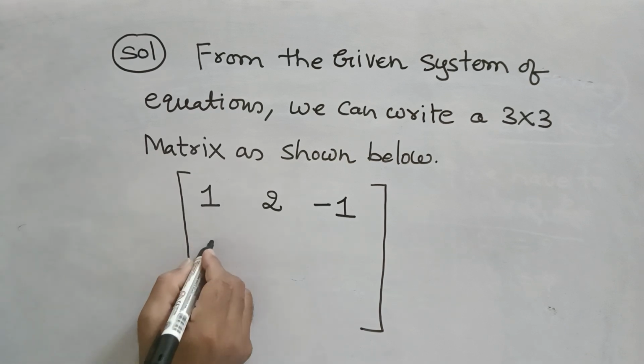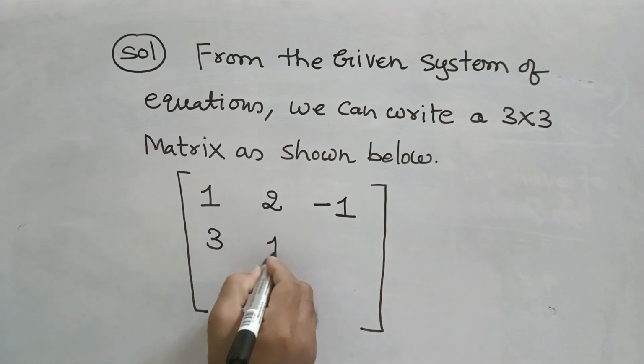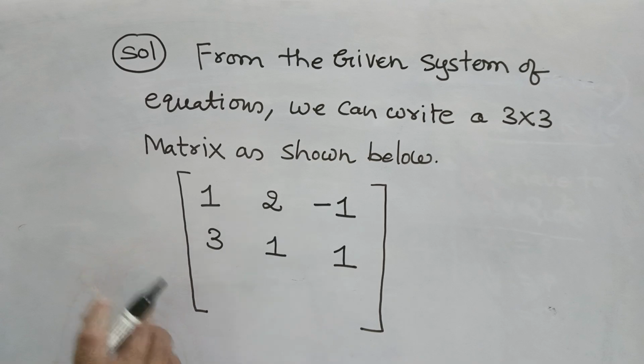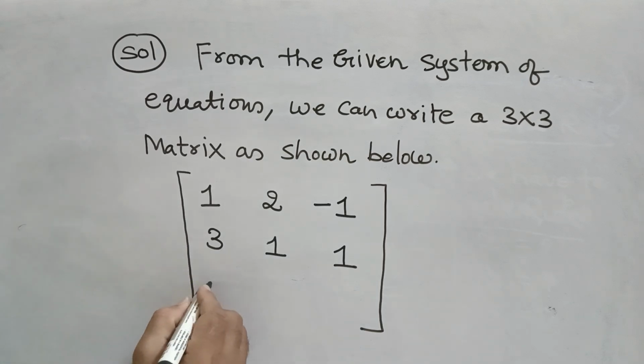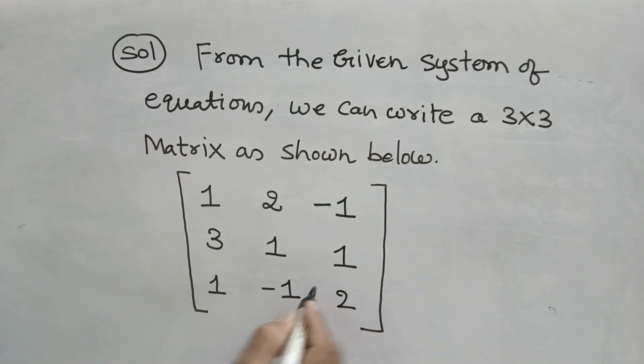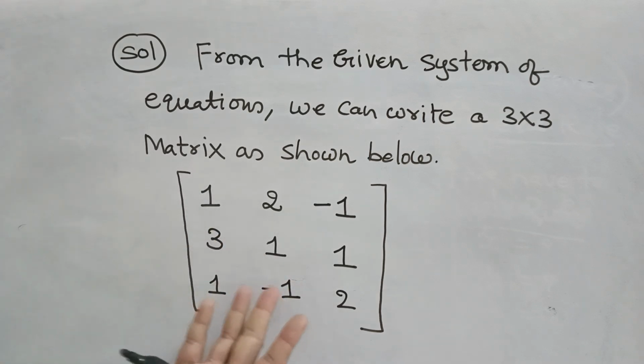It is 3. And what is the coefficient of y? Nothing is there. It is 1. What is the z? Again it is 1, because no number is given. Coming to the third equation, the coefficient is 1, and for y it is -1, and then for z it is 2, right? So now see, we got a matrix.